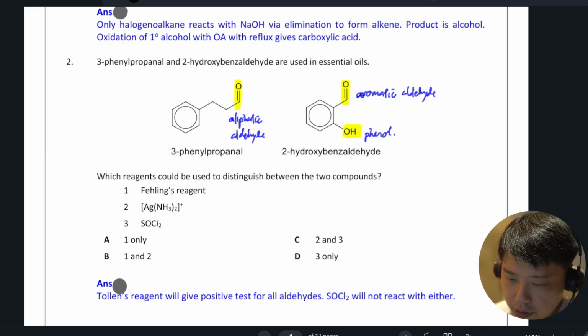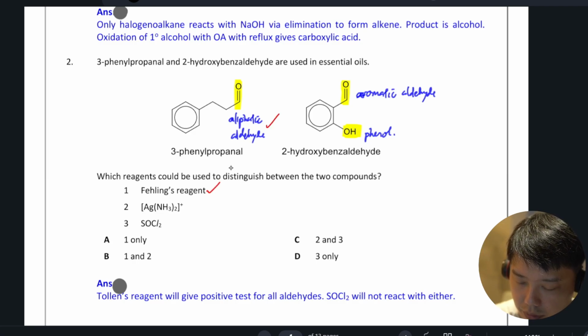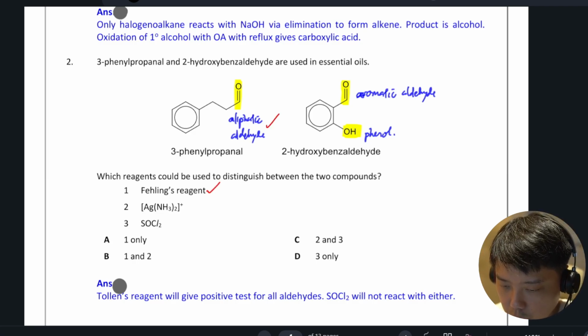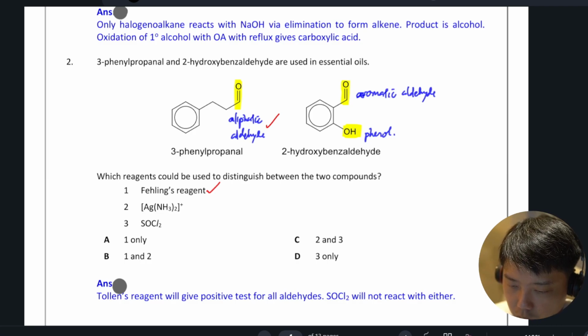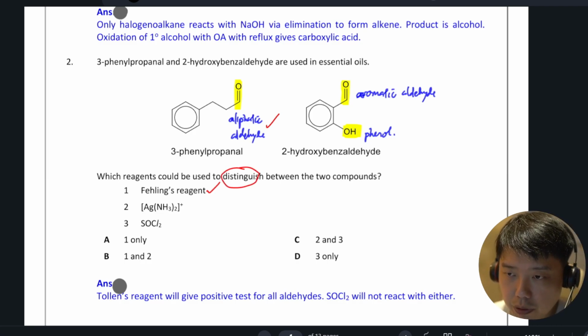Okay, so Fehling's reagent will only react with aliphatic aldehyde. So yes, you can distinguish between these two compounds. To qualify as a distinguishing test, you will need to have visible, observable reactions, and you must only react positively with one of the molecules.